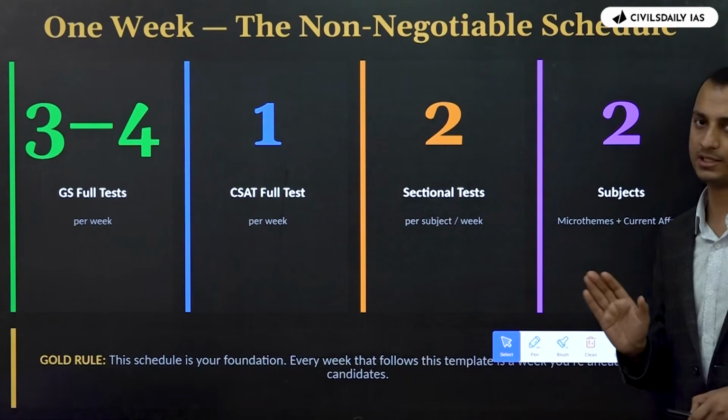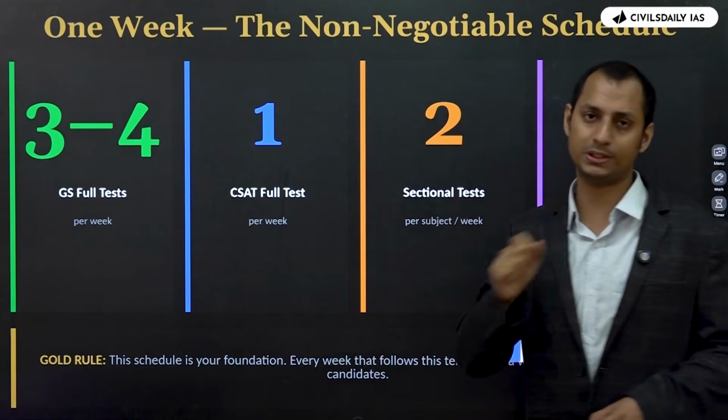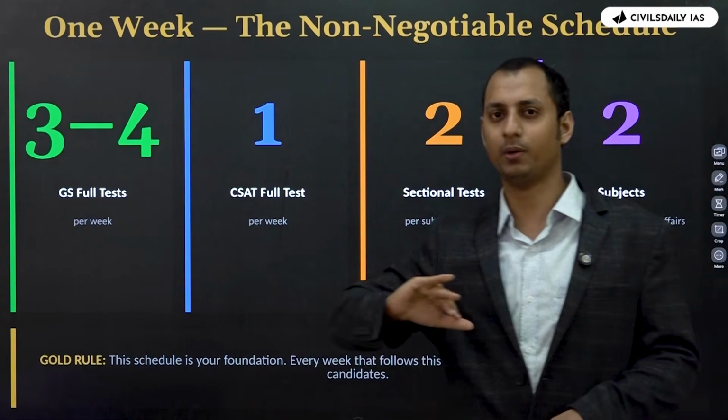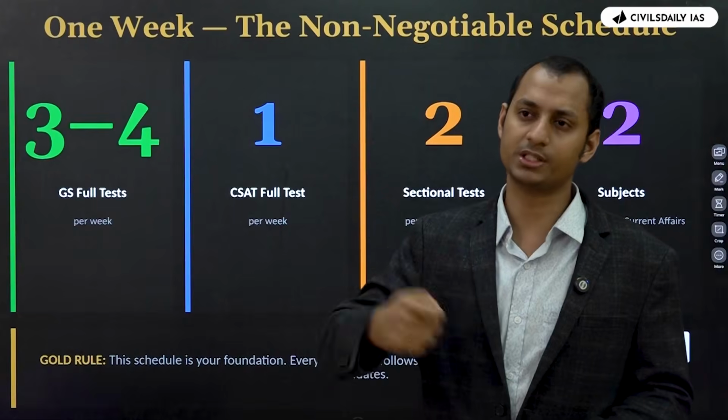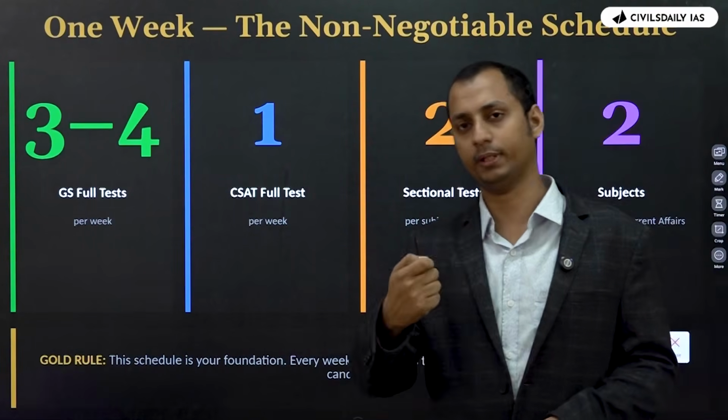And 2 subjects in a week as well. 2 subjects, 3 to 4 GS full tests, 1 CSAT full test and 2 sectional tests. So mostly you will be doing things on a sectional test basis. You will always be doing a number of tests. You are identifying your weaker areas and you will be focusing more on that. Okay.